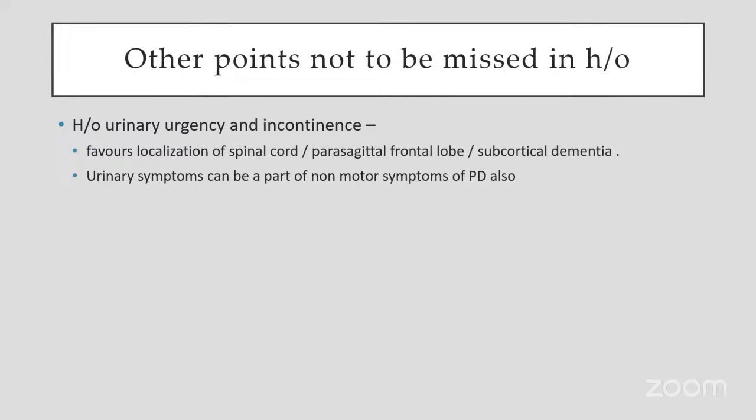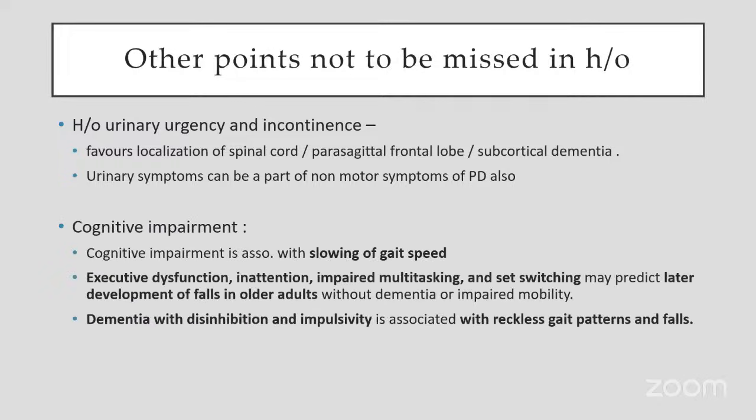And other points we can't miss in the history about the falls are history of any urinary urgency or incontinence. This favors localization to the spinal cord, parasagittal frontal lobe, or subcortical dementia. Urinary symptoms can also be a part of the non-motor symptoms of PD. And cognitive impairment, like higher order gait disorders, is also associated with slowing of the gait speed.